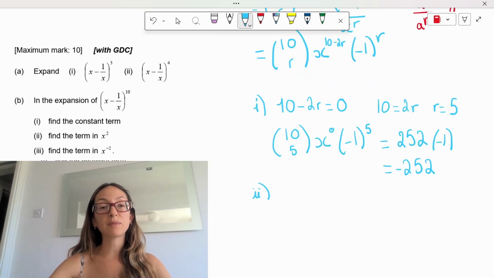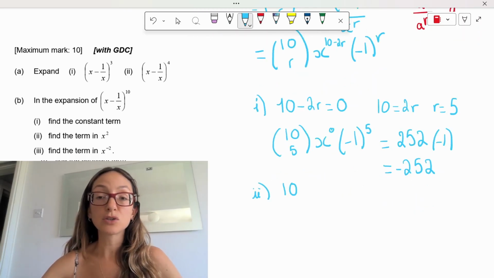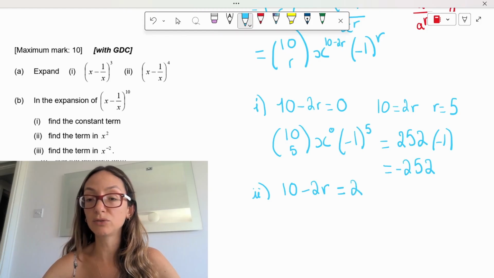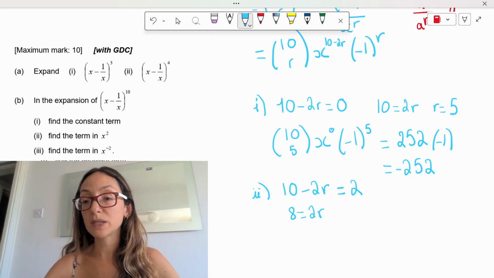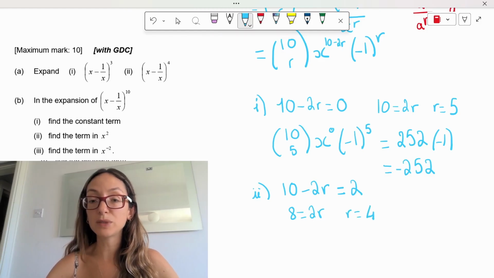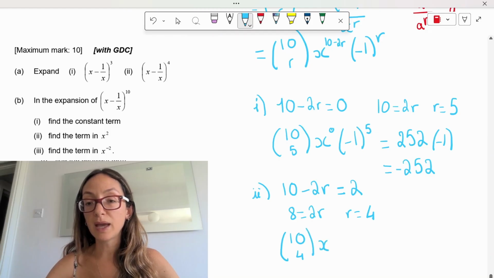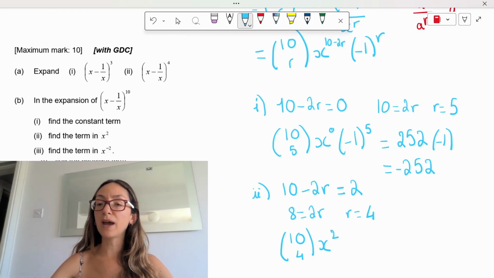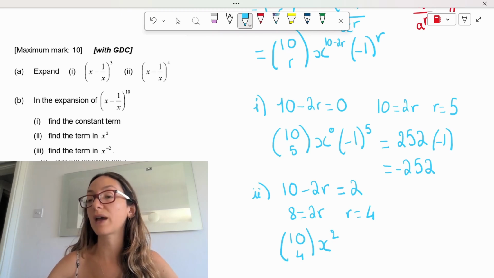Now let's do the same thing for the term in x squared. We don't need to redo the work that we did earlier. We can use the exact same combined power of x, 10 minus 2r, and we set it to 2. That gives us 8 is equal to 2r, which means r is equal to 4. We substitute that into our general term. We get 10C4, x to the power of 10 minus 2 times 4, which gives us 2. Again, it's worth checking that the value of r that you found gives you the correct power of x that they want.